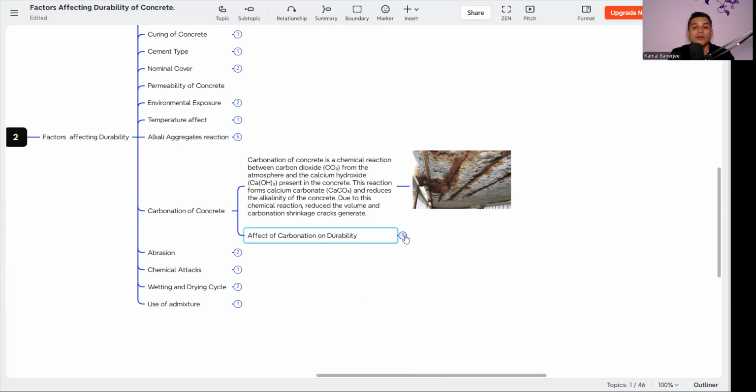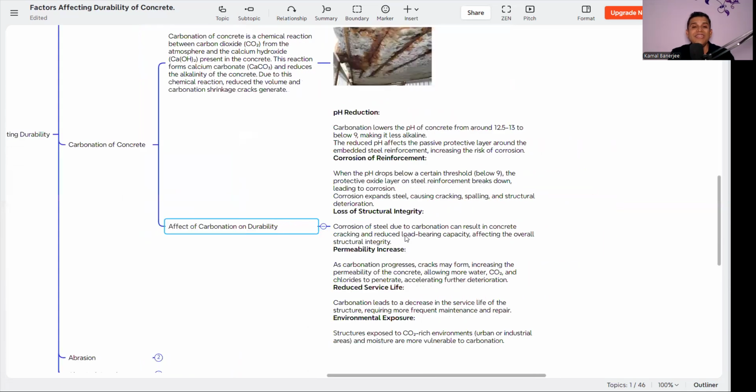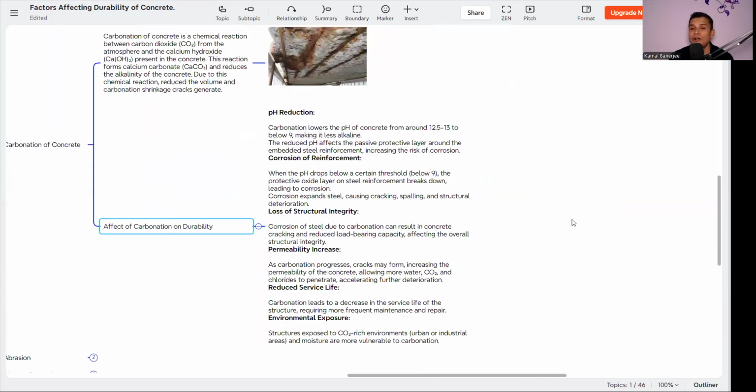How is it affecting the concrete? See, the pH reduction. So what is the pH of the concrete? The pH of the concrete is between 12 and 13, so it is alkaline. But whenever it reacts with carbon dioxide, the pH comes down to around 9 or below, making it less alkaline. This reduced pH affects the passive protective layer around the embedded steel reinforcement and increases the risk of corrosion.